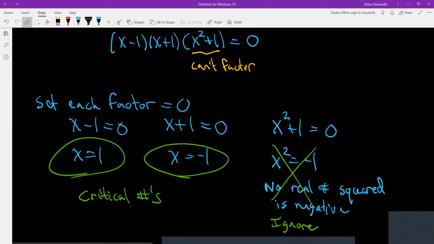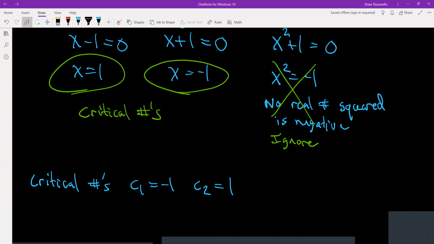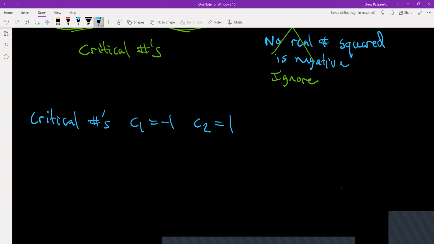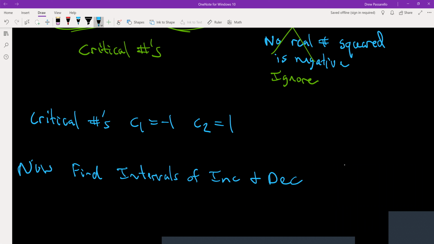All right, then I set each factor equal to 0. So you get 1, negative 1. The third one doesn't give you a real number since it's x squared equal to negative 1. And we only deal with real numbers for calculus. All right, so I ignore the third case and I just have 1 and negative 1. All right, so I have my critical numbers. Now I need to find the intervals of increasing and decreasing. So find intervals of increasing and then DC for decreasing.